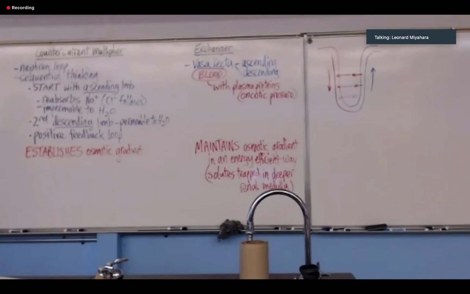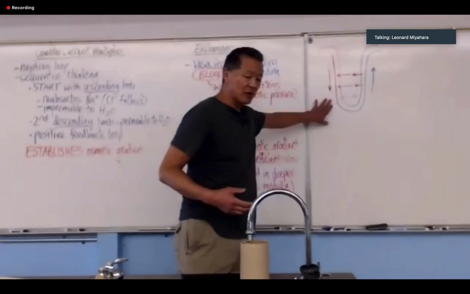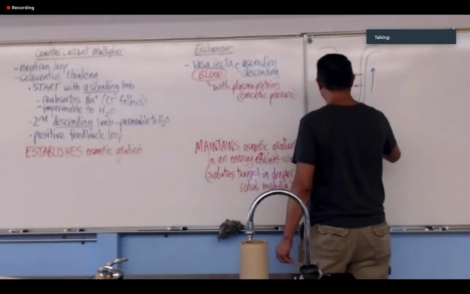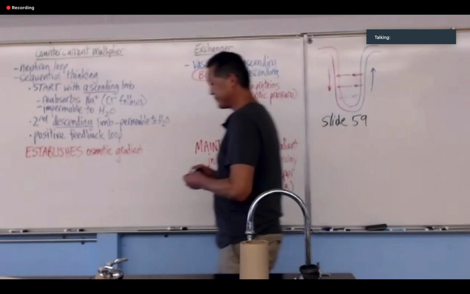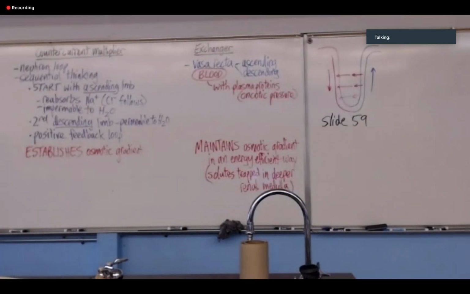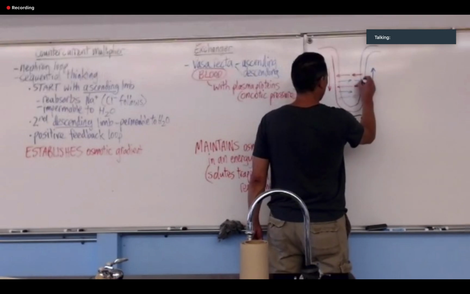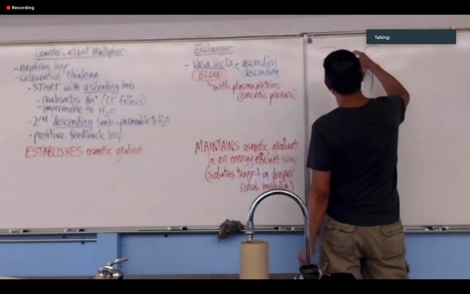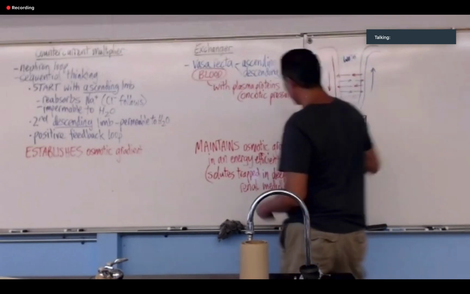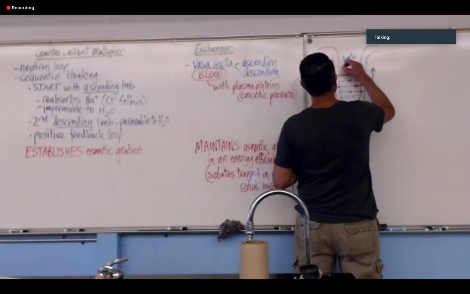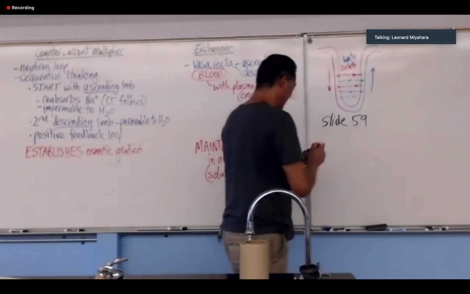And so when you look at slide 59, be sure that you understand that's not a nephron loop in slide 59. That is a vasa recta. And water is also actually going in the opposite direction. So the blue arrows here is water. Red arrows are about solute.